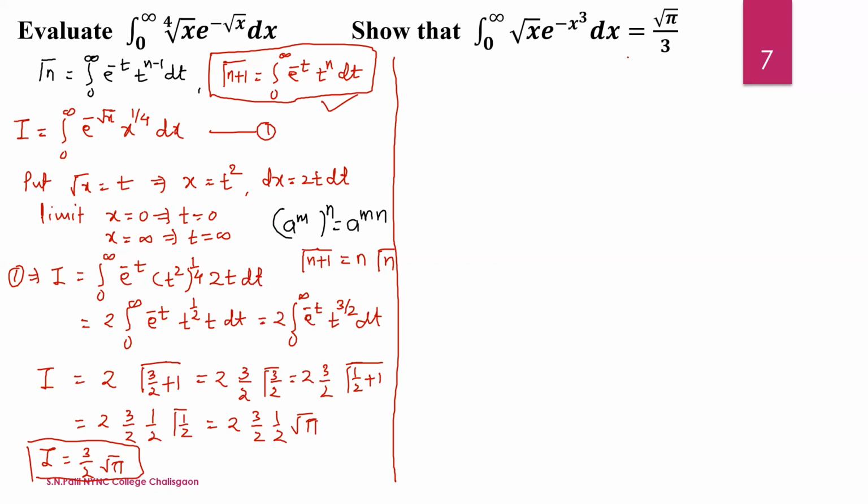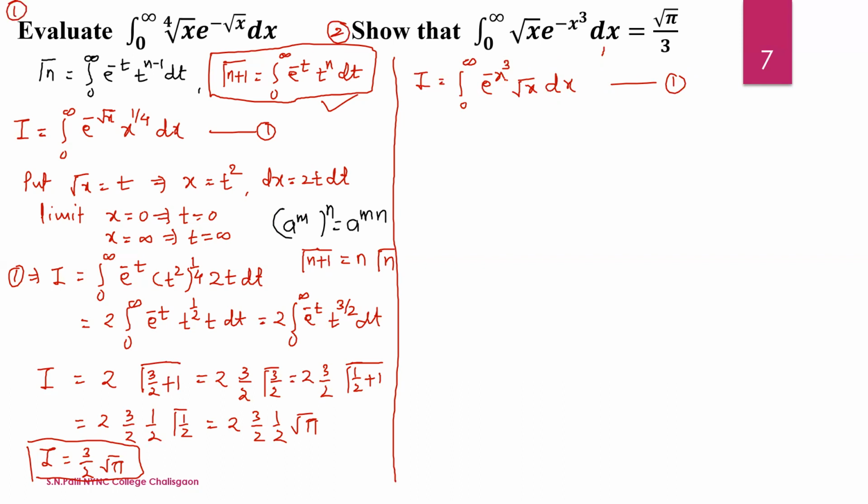show that the integral of root x e to the power minus x cubed with respect to x is equal to root pi divided by 3. Okay, let I be equal to the integration from 0 to infinity. Now I am writing first the exponential function e to the power minus x cubed, times root x, with respect to x. So this is equation 1 in the second problem. This is the second problem, and this is the first problem.